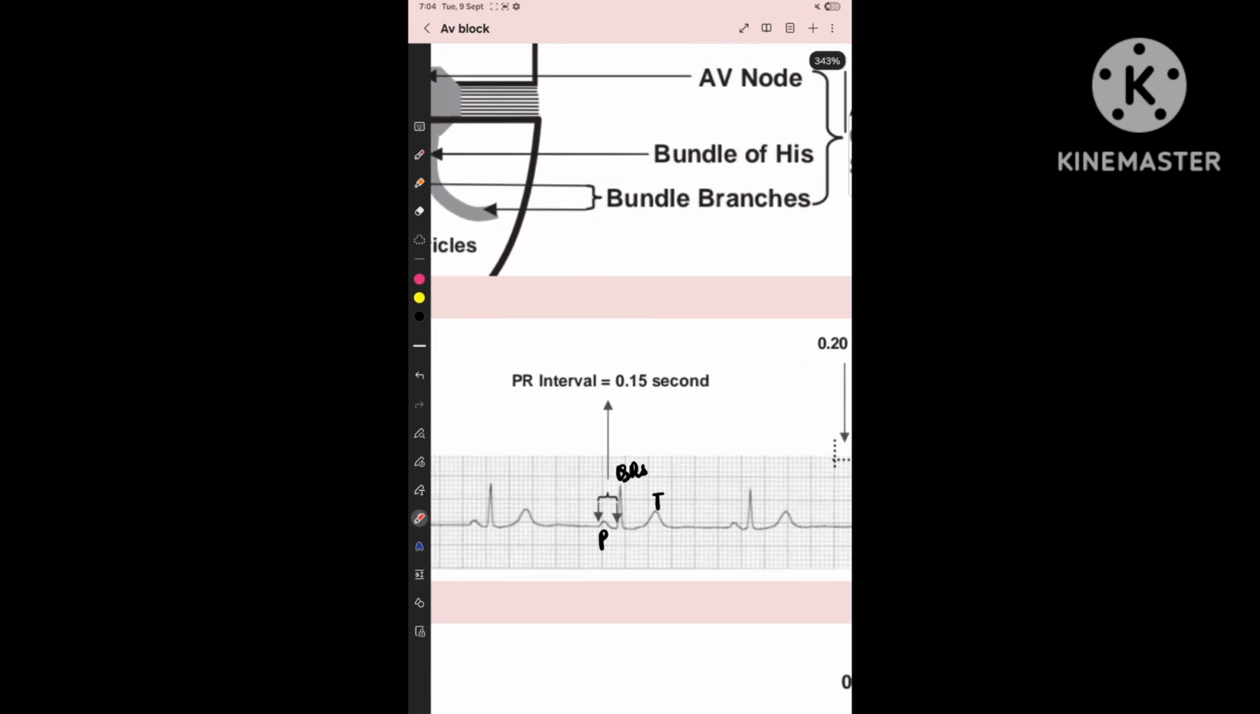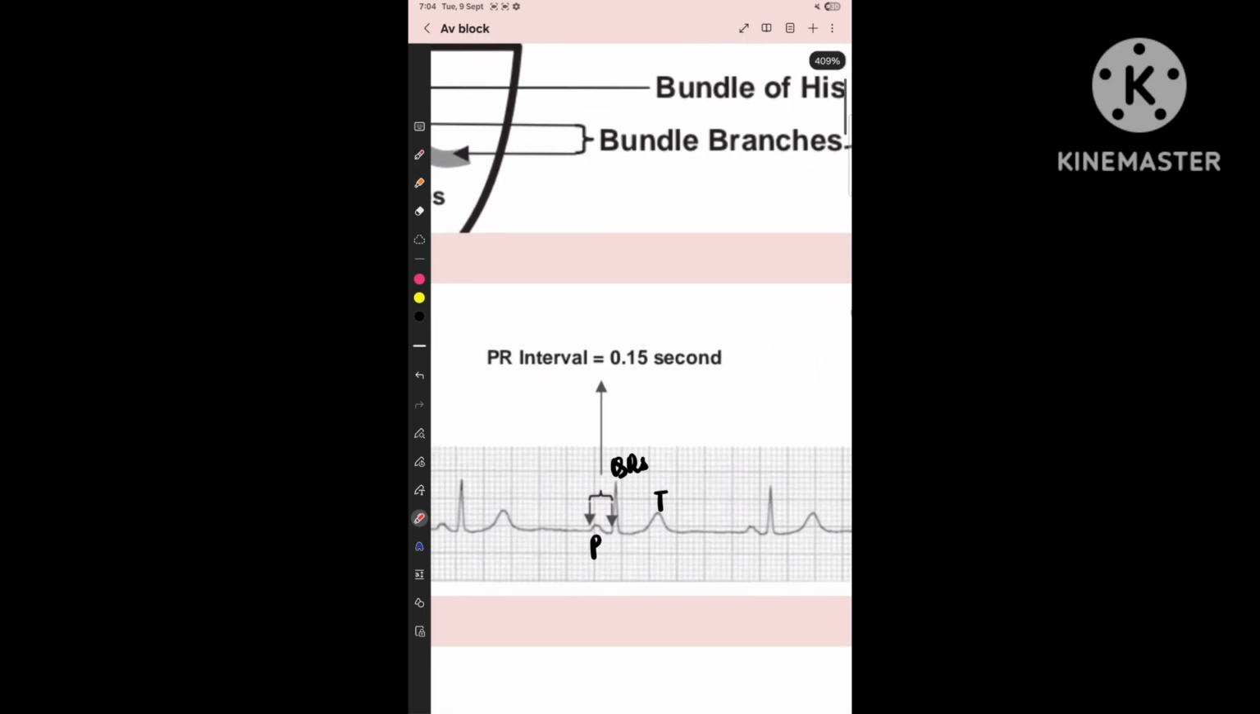Looking at the normal ECG first, this is a normal ECG of PQRST. The normal PR interval consists of 3 to 4 small squares. One small square is equal to 0.04 seconds. So 3 to 4 small squares will be 0.12 to 0.16 seconds. So this is the normal duration of a PR interval. Any duration more than this will be pathological.